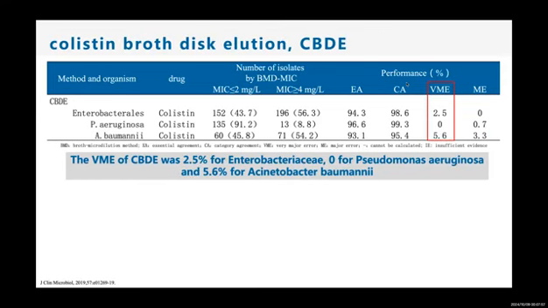And in the same year, CLSI also recommended colistin broth disk elution. The abbreviation is CBDE, for colistin resistance detection. The VME of CBDE was 2.5% for Enterobacterales, 0 for Pseudomonas aeruginosa, and 5.6% for Acinetobacter baumannii.